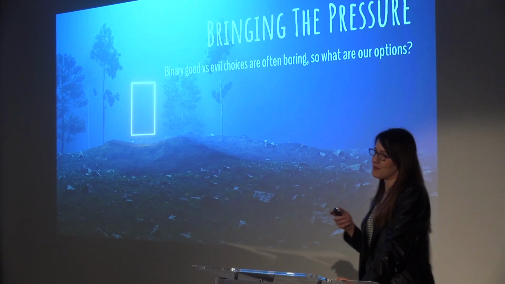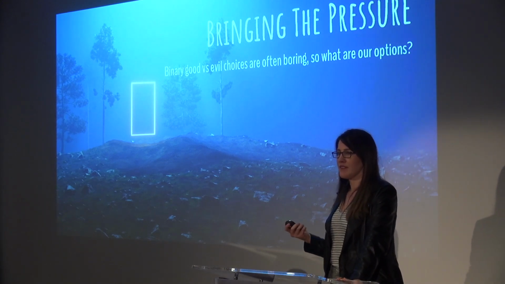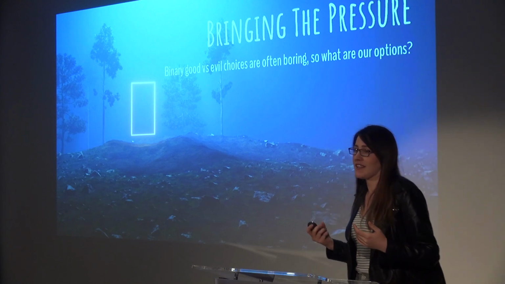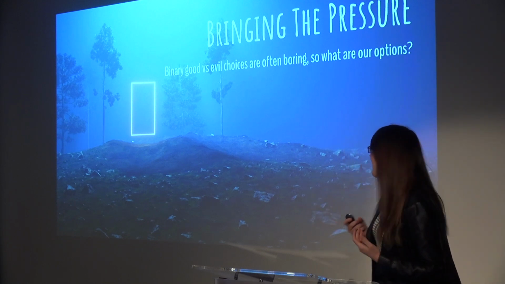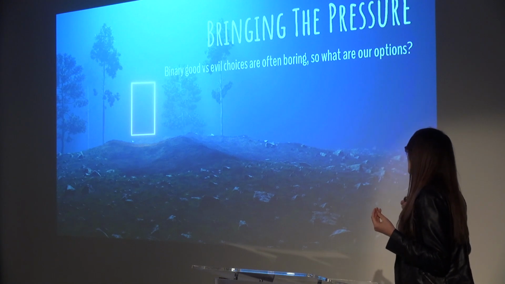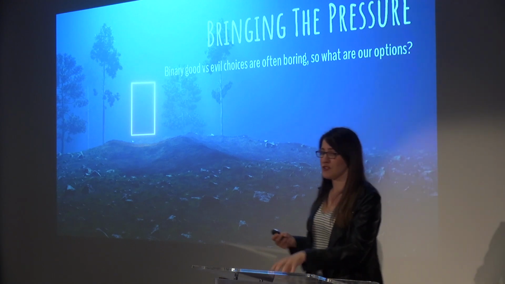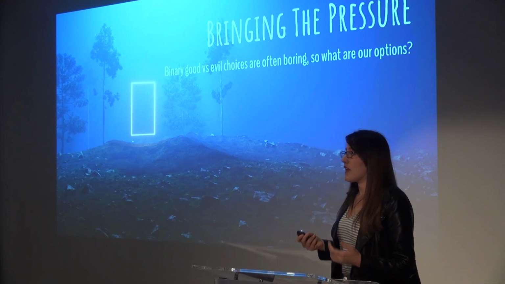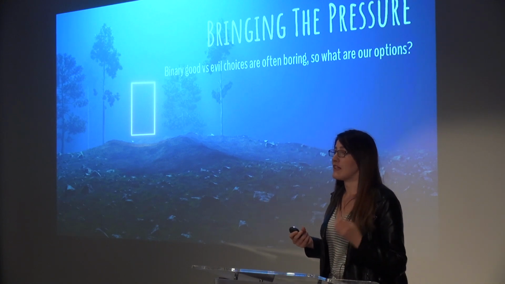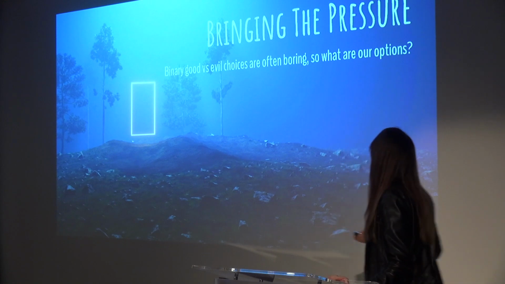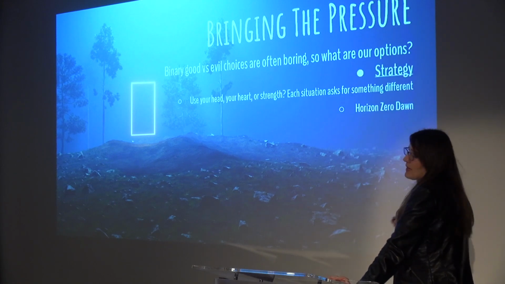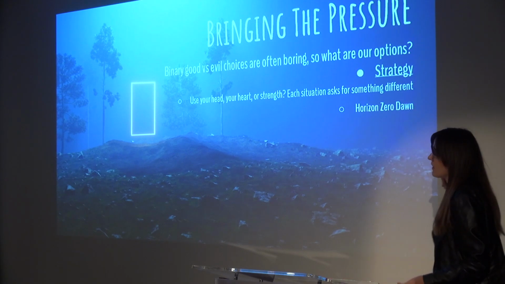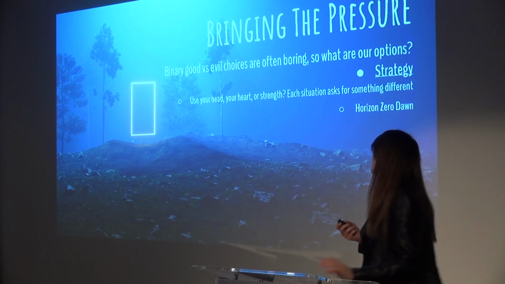Binary good versus evil choices are really boring. For the majority of players, they want to play the good guy because it feels good to be the good guy. And so if you present them with do the bad thing or do the good thing, they're going to do the good thing without even thinking about it. They are not engaged anymore, and we need them to be engaged. So there are three ways that we can do this. The first way is strategy. This is very closely linked with the action choices.